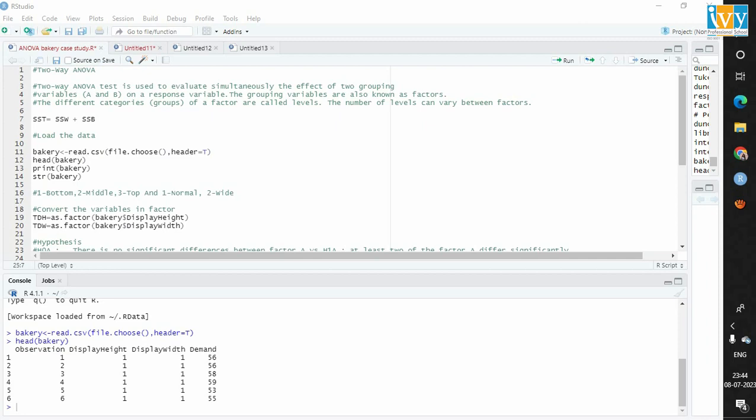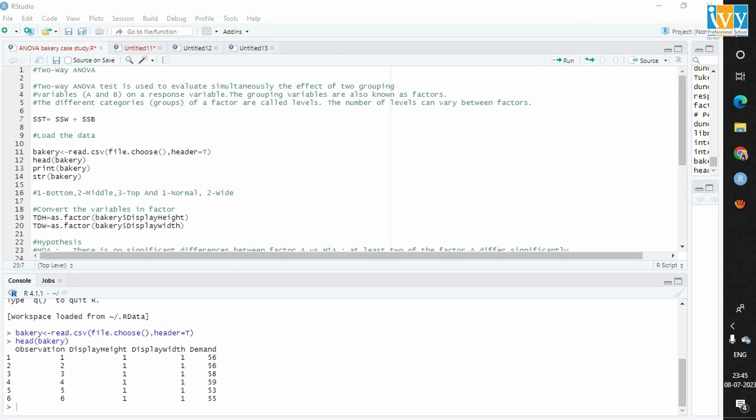Before we begin, let's quickly recap what two-way ANOVA is all about. This statistical test allows us to evaluate the simultaneous effect of two grouping variables, also known as factors, on a response variable. Each factor consists of different categories or levels, which can vary in number. To demonstrate the process, we will be using a data set from a bakery. Let us load the data and take a peek at its structure.